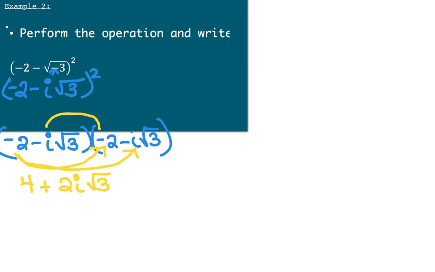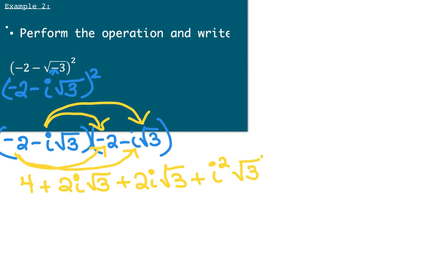If I multiply my inner terms, I'm going to get a minus times a minus, so I have +2i square root of 3. And then my last terms are both negative, so I have plus. I have i times i, which gives me i squared. And I have square root of 3 times square root of 3, which is square root of 3 squared.